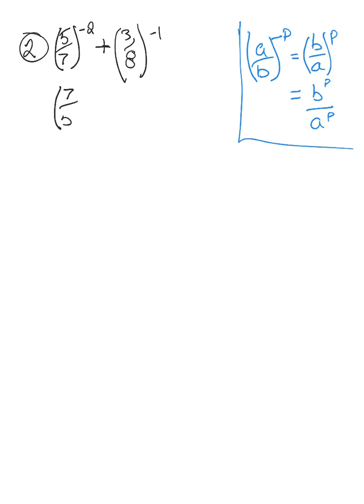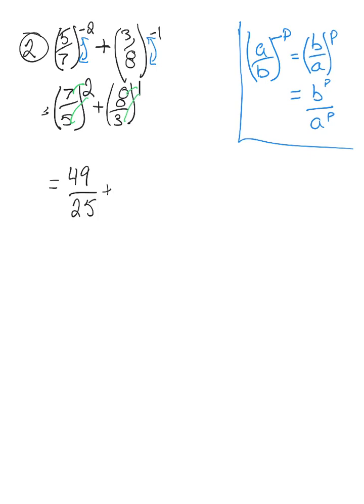So now we have 7/5 squared plus 8/3 to the 1, because we flipped both of the exponents. Now we want to multiply through the exponents, which will equal 7 squared, which is 49, over 5 squared, which is 25, plus 8/3. And now we're back to simple adding.